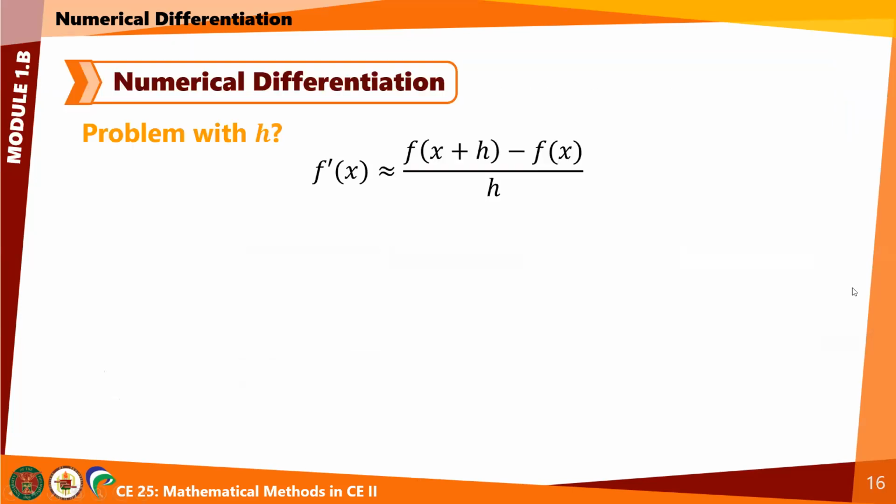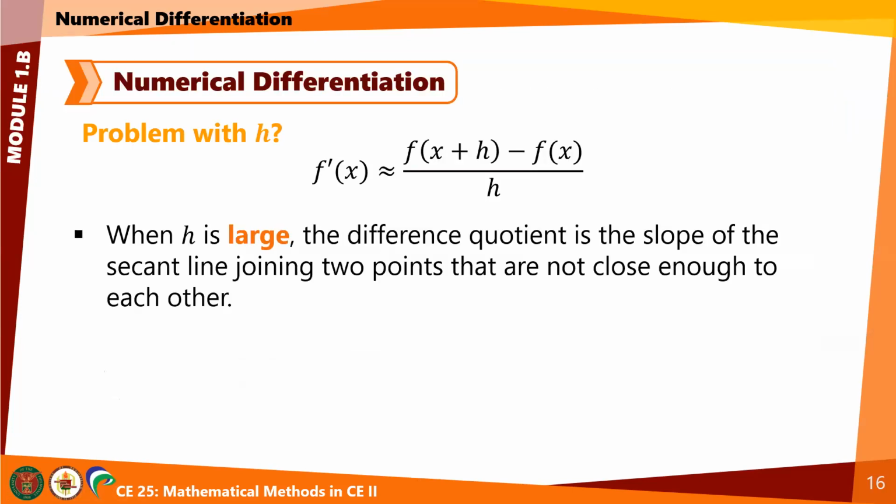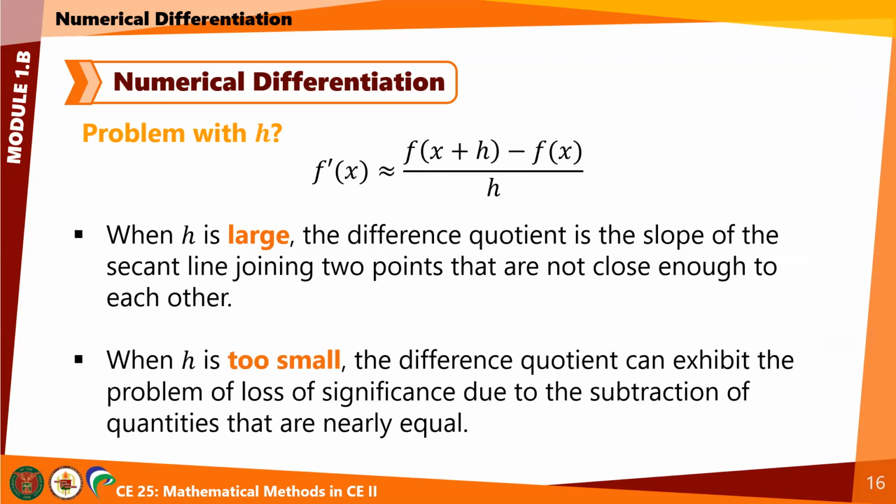So, let's see. Problem with h. When h is large, the difference quotient is the slope of the secant line joining 2 points that are not close enough to each other. So magkakaroon ng malaking deviation from f prime of x, from the actual value of f prime of x. But when h is too small, the difference quotient can exhibit the problem of loss of significance due to the subtraction of quantities that are nearly equal.